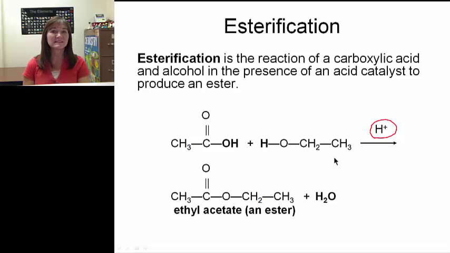So what happens in an esterification reaction is this OH group from my carboxylic acid is going to react with the hydrogen from the alcohol. And these two are going to go together to make water. And then this oxygen right here is going to bond to this carbonyl group. And notice then we are left with an ester. So this particular reaction is called esterification. And you make esters by using a carboxylic acid and an alcohol.